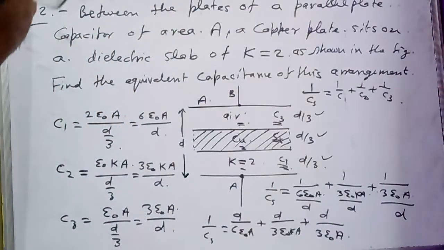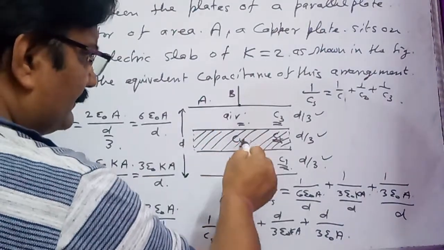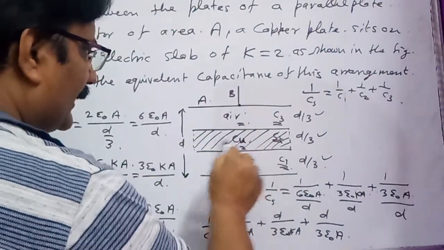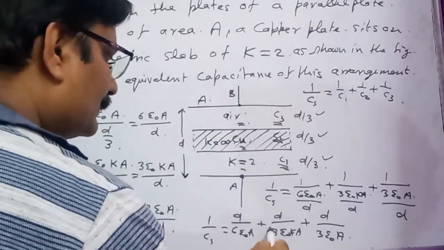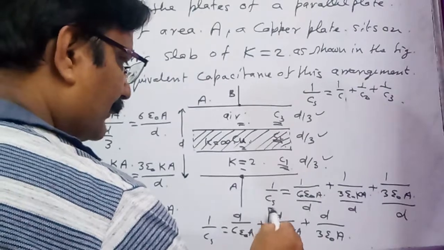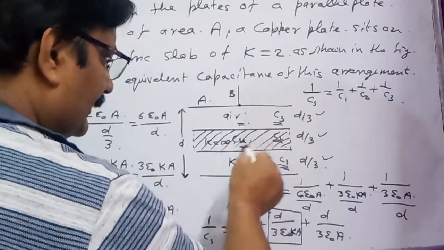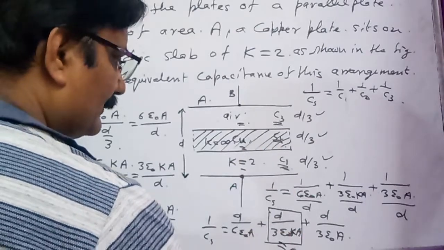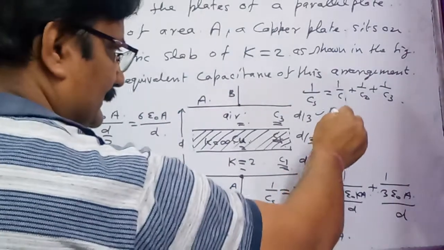But students, you know, the dielectric constant of a conducting material K is equal to infinity. So the middle part, if the value of K is infinity for copper, then the capacitance of this part of the capacitor is going to be 0. Then how can we get the capacitance?